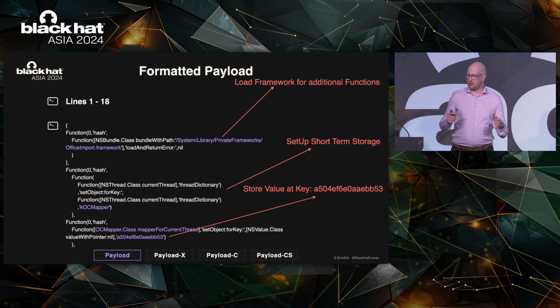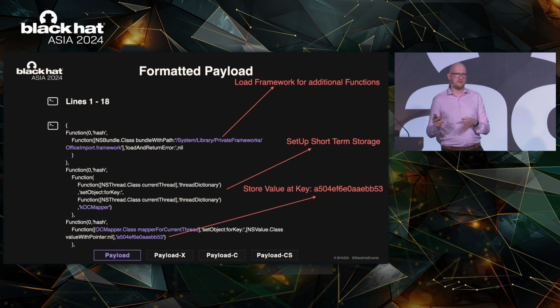Okay, let's look at a couple of the first lines we're seeing here. One of the first things this NS expression does is load another framework, called the Office Import Framework. This framework contains a very specific object called an OC mapper. The OC mapper has a very nice functionality because it always has a mapper for the current thread. That means this object is always going to be the same if you're still executing in the same thread.